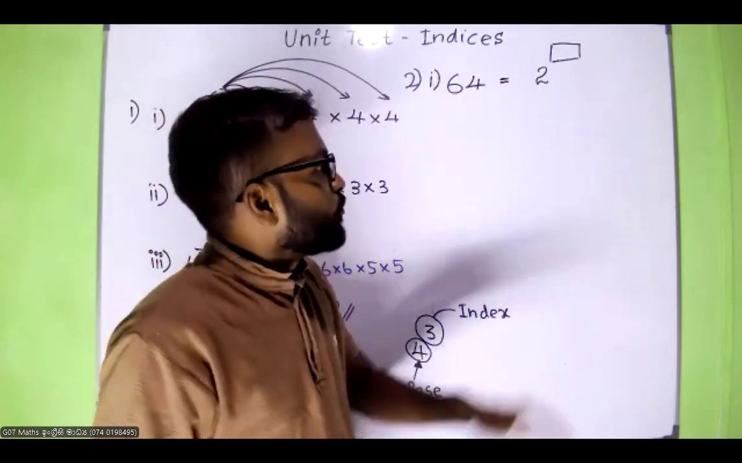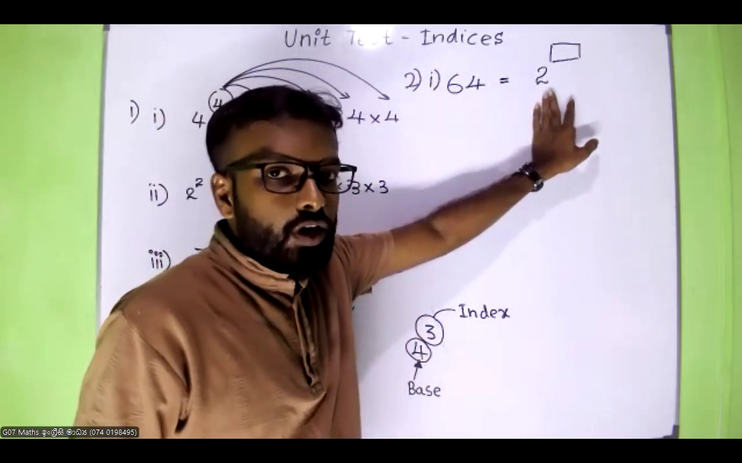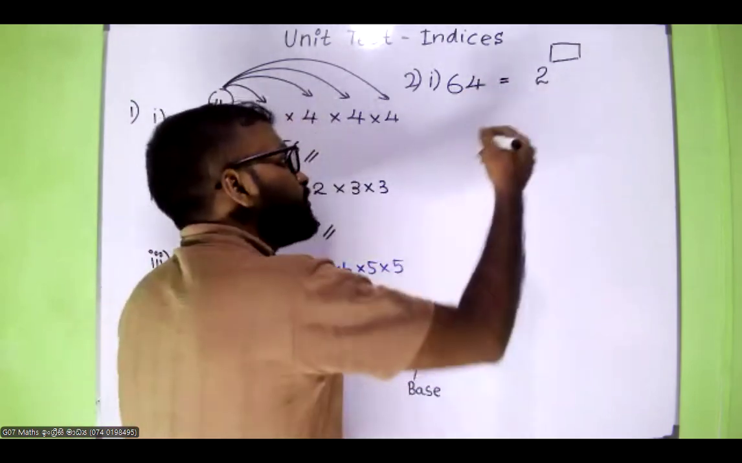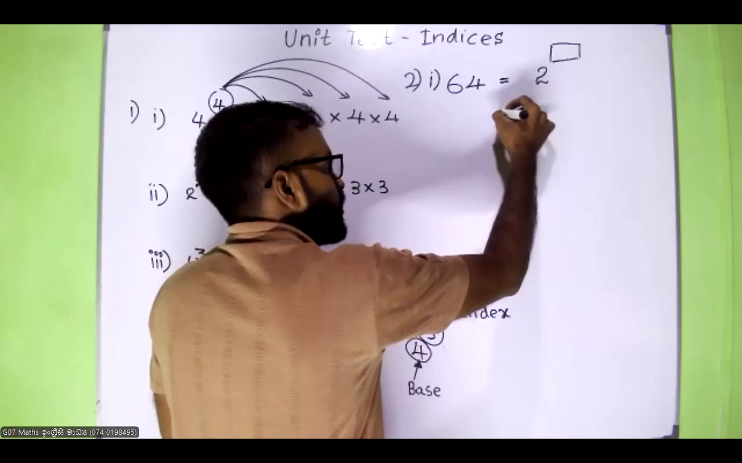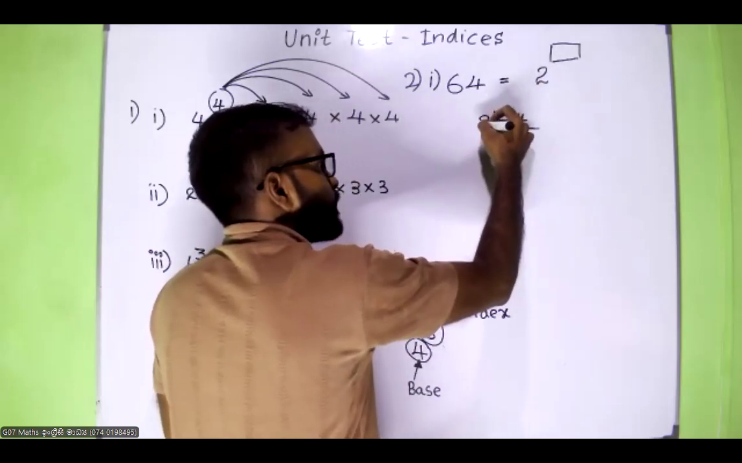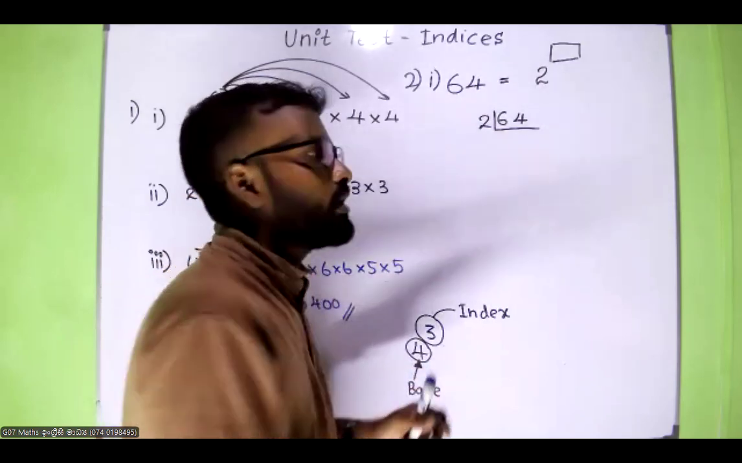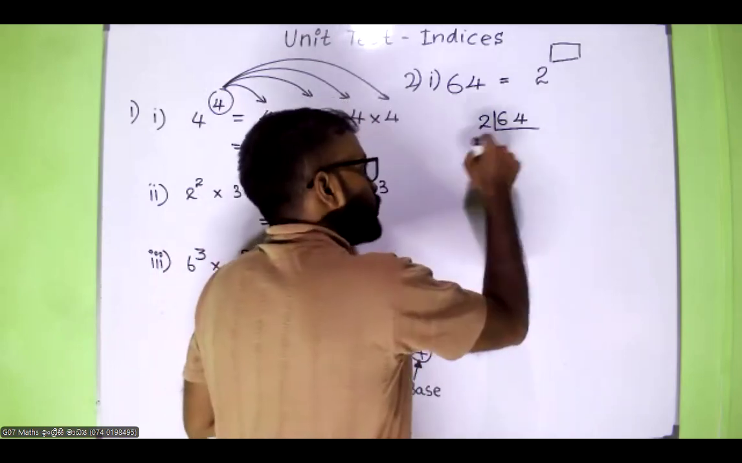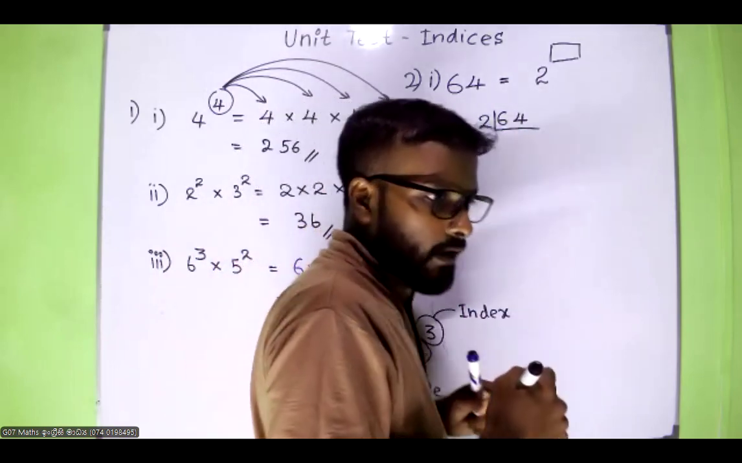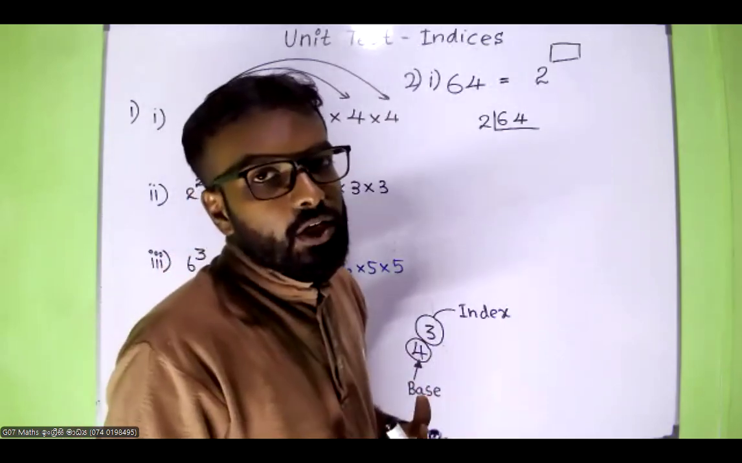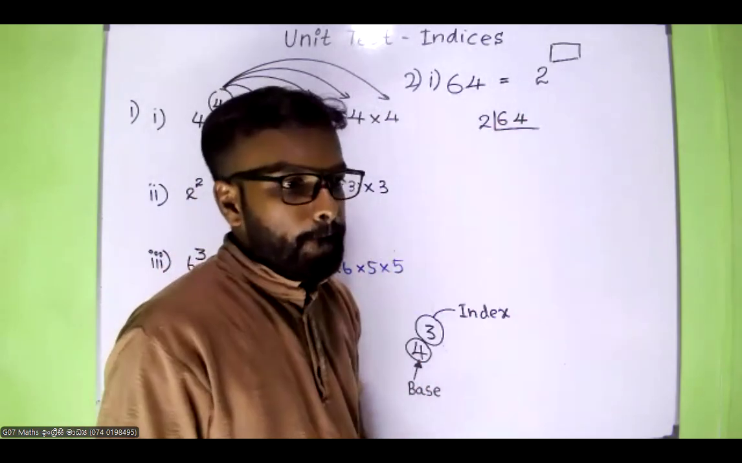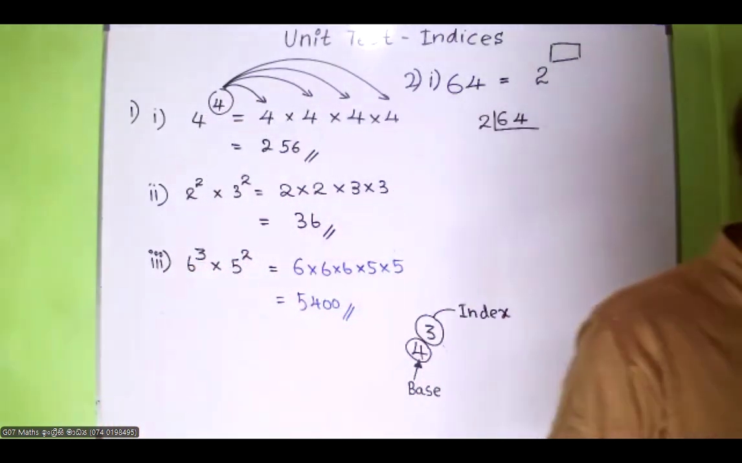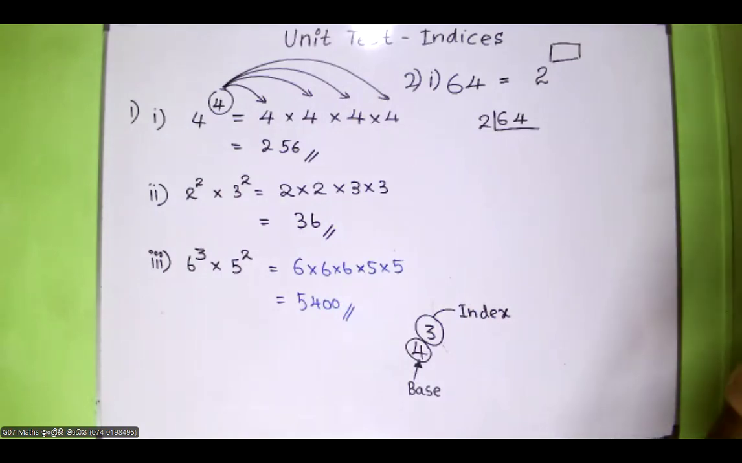Very easy. If you have been given the base, what do we need to do? We know the number, we know the base. Then divide. 64 divided by the base, until you get 1 at the end. 2 times what is 64? How many 2s are there in 64? 32. Yes, 32.